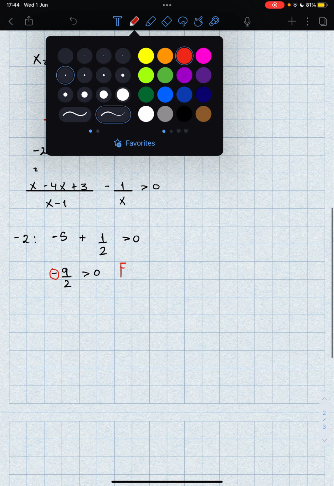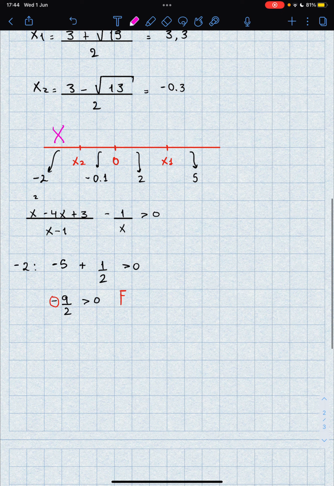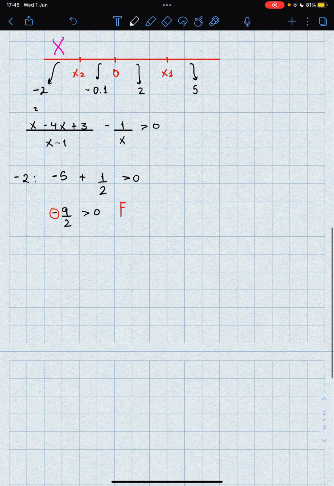And here we go, and we cross this section. Why? Because we know that the solution is not gonna be in this interval. So we have to analyze the second one. For the second one, I'm gonna use minus 0.1. Let me do it better here, okay? Minus 0.1, okay.